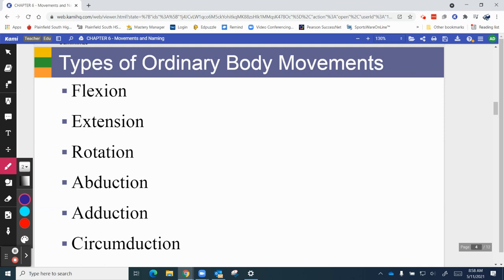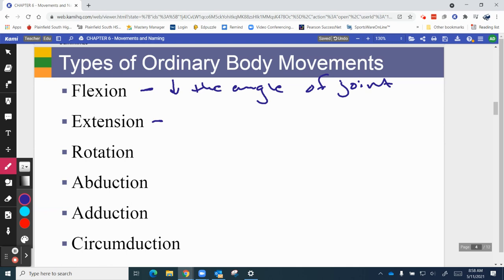The first one here is flexion. Flexion is going to decrease the angle of the joint. That elbow flexion we just talked about is decreasing the angle of the joint. Knee flexion would be like a hamstring curl. Hip flexion would be bringing your hip up closer to your upper body. Trunk flexion would be leaning over to touch your toes. But that's decreasing the angle of the joint.